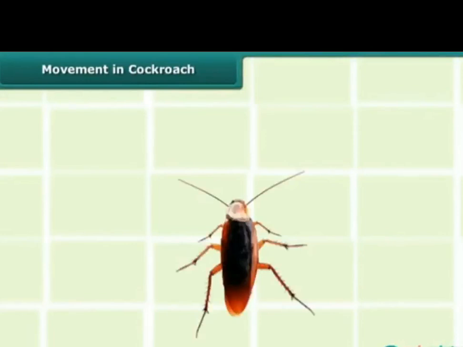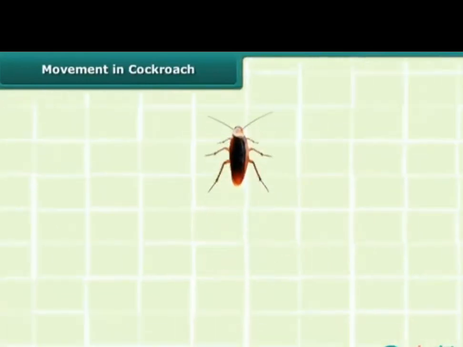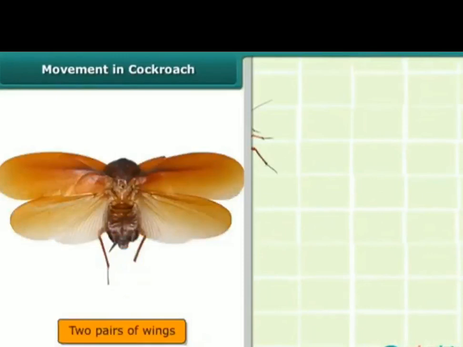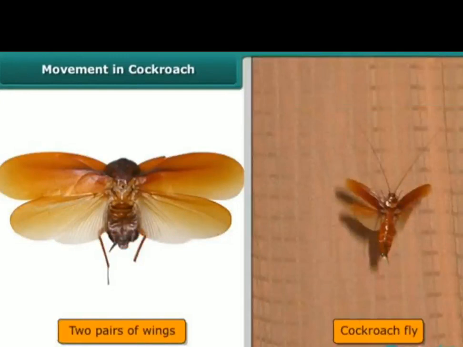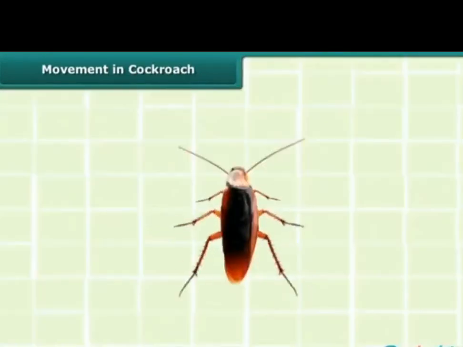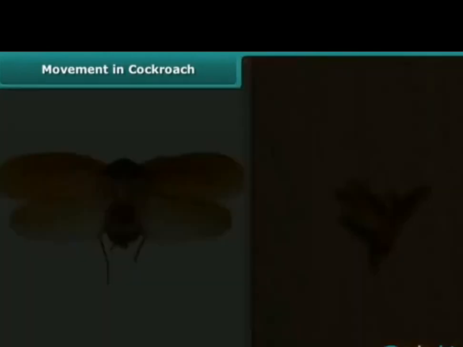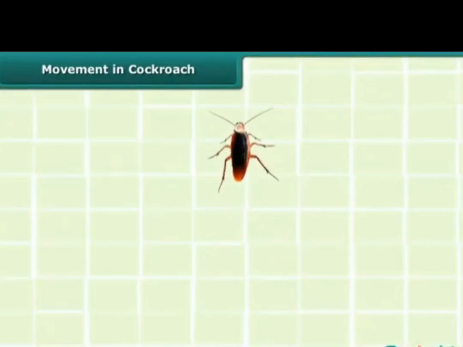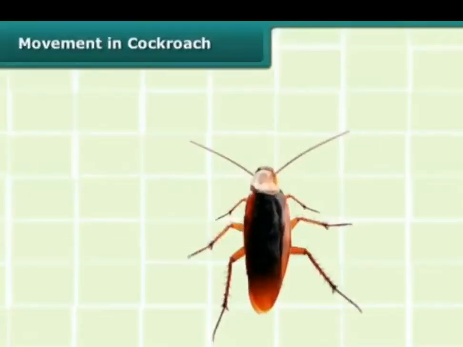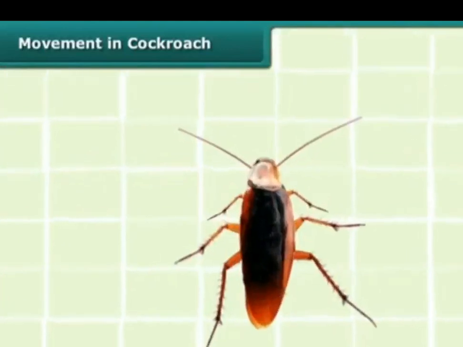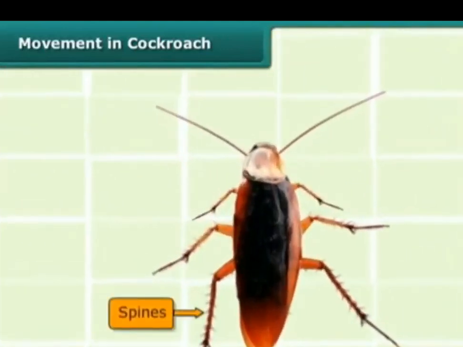Movement in cockroach. The cockroach has 3 pairs of legs that help it to walk and 2 pairs of wings that help it to fly. A cockroach moves its legs with the help of muscles near the limbs. It uses its breast muscles to move its wings and fly. A cockroach can walk, fly and even climb. A cockroach can move in different terrains like sand and wired meshes because of the spines on its legs.